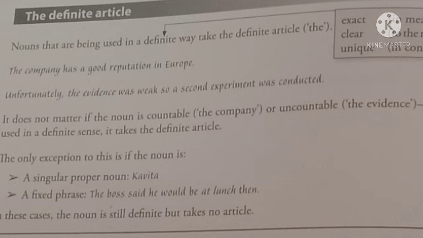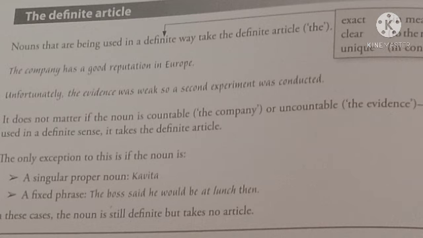So if you are talking about a proper noun, we don't use the definite article, even if it is mentioned in a definite sense. And also a fixed phrase. The boss said he would be at lunch. Certain phrases are used in a unique way, but we don't use the definite article. That has to be used in that way itself. In these cases, the noun is still definite but takes no article.